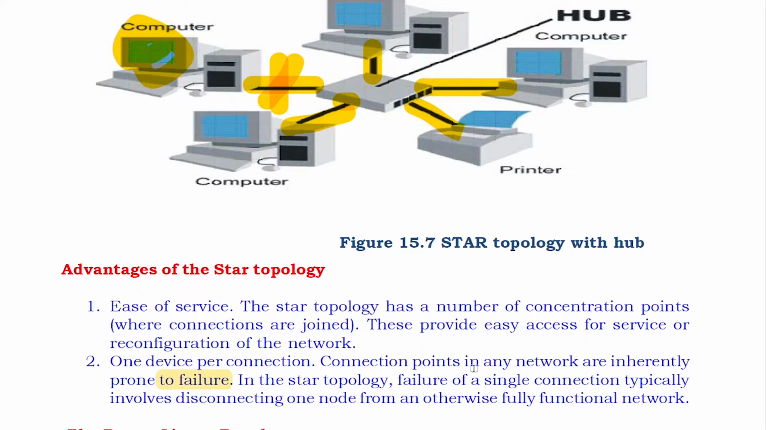Connection points in any network are inherently prone to failure. In the star topology, failure of a single connection, so failure of this computer, typically involves disconnecting that node from the network. The network is otherwise fully functional and works as usual, with no problem. You just disconnect whichever is not functioning. That is the advantage: one is ease of service, and another is the one device for connection. So those are the advantages of star topology.